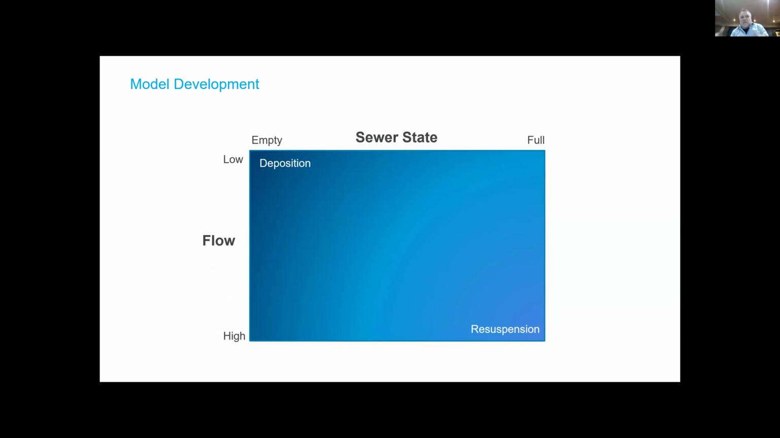And then similarly at the bottom of this figure, if the sewer is empty, it requires a high flow to flush it clean. But if it's full, you're going to resuspend an awful lot of material to the treatment plant.